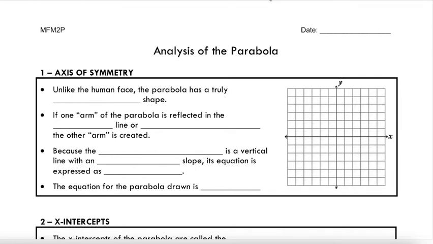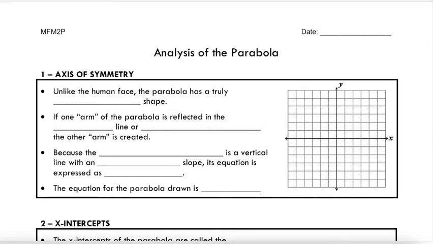Analysis of the parabola. In this lesson, we're going to learn about some terminology related to quadratic relations and how we can identify those from given diagrams.